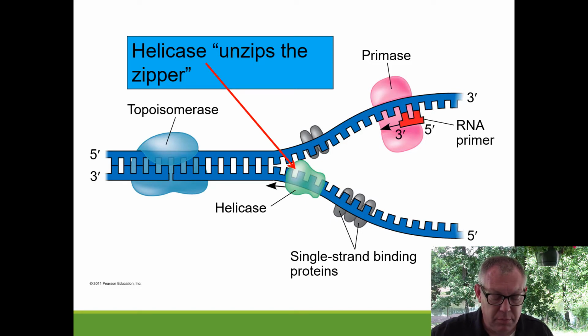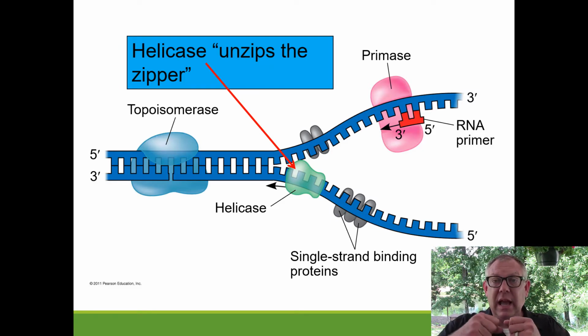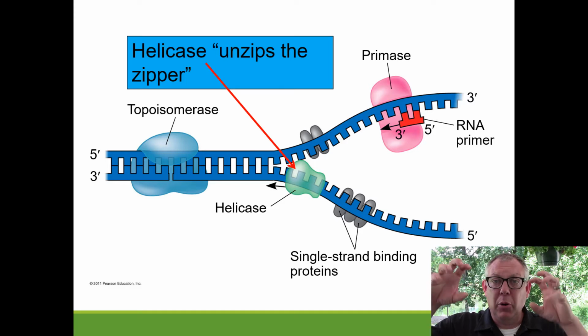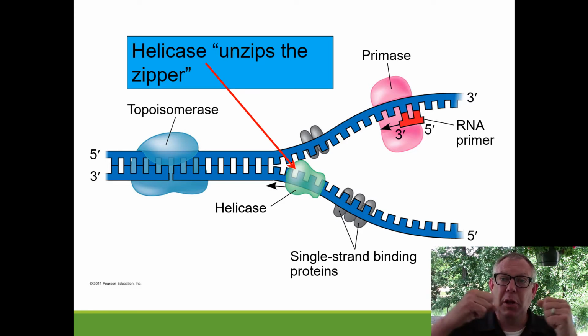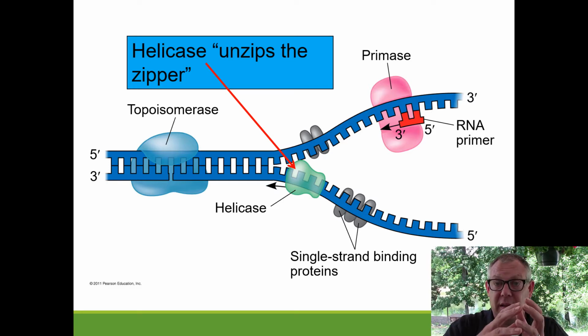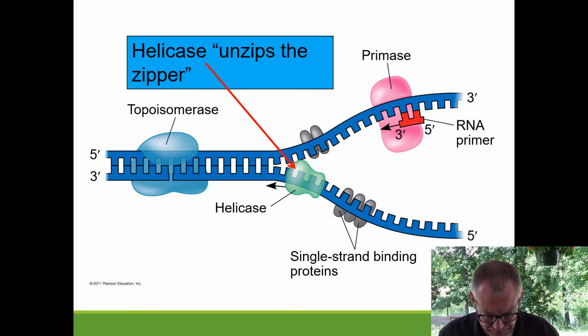Something that I don't mention here so much, but you see there are single strand binding proteins. Once the DNA gets pulled apart, these other proteins come on and attach so that it won't come back together. Because you can pull it apart, but then it'll just want to come right back together, and we don't want that to happen. And so those single strand binding proteins help hold it open.